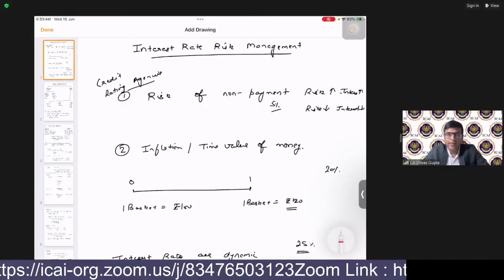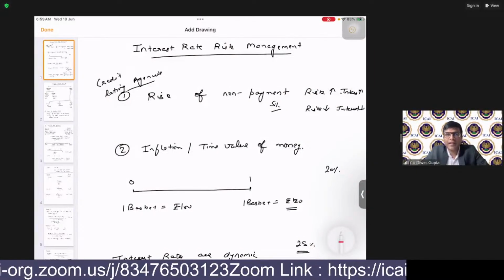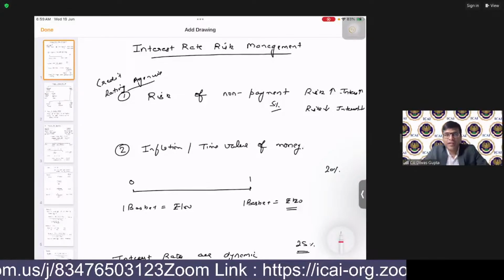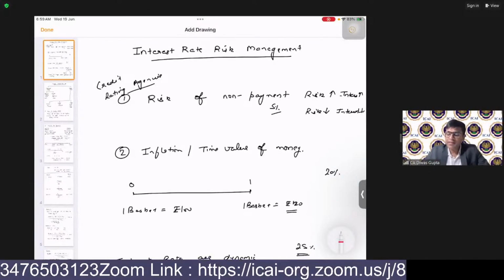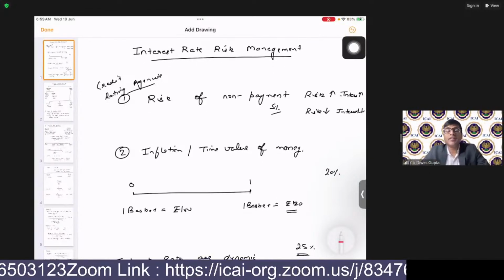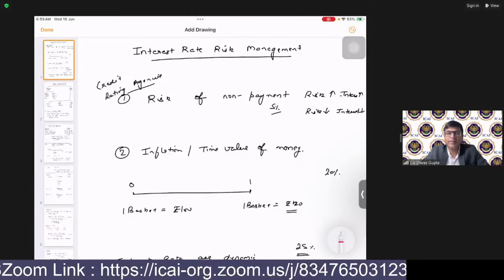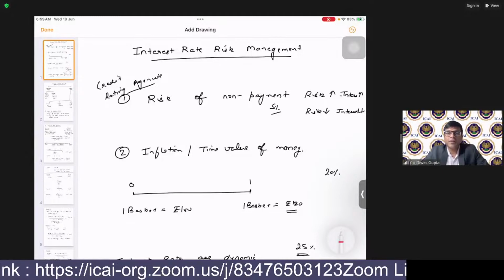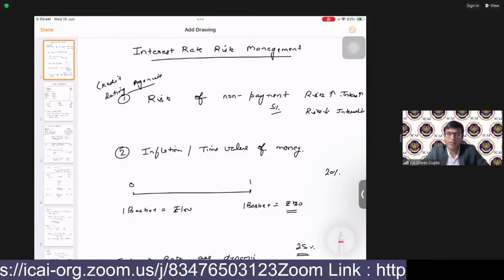Today we will be discussing and revising the topic of interest rate risk management as well as business valuation. So let us start, students, our revision on interest rate risk management first. In this topic, as all of you would have seen in the recorded lectures, we discussed in detail the different ways and methods to do interest rate risk management.